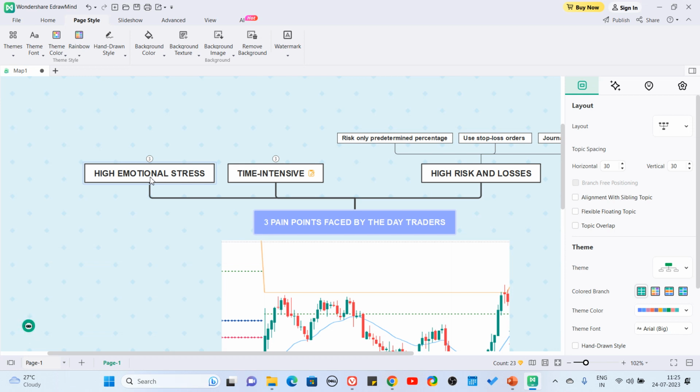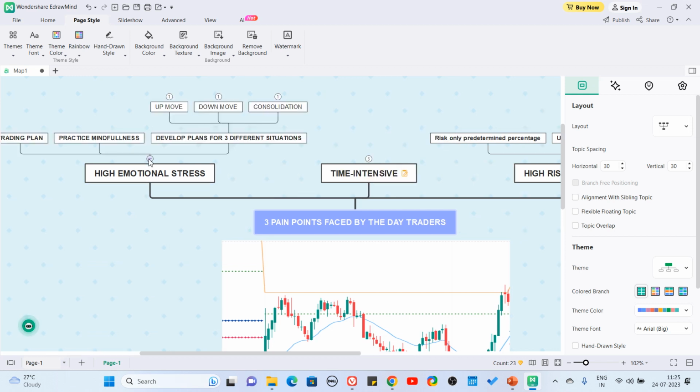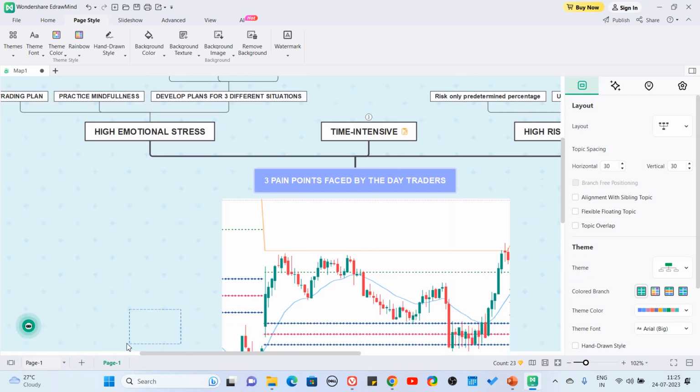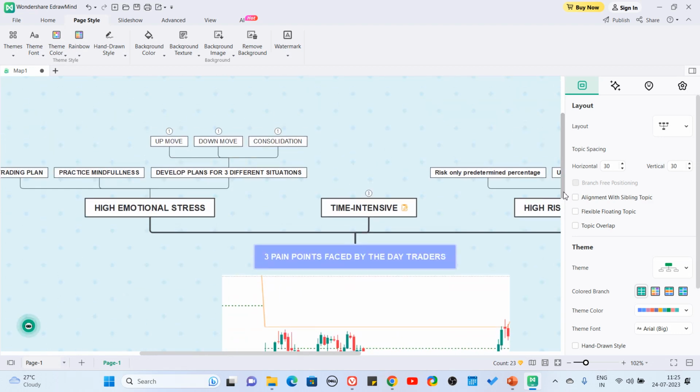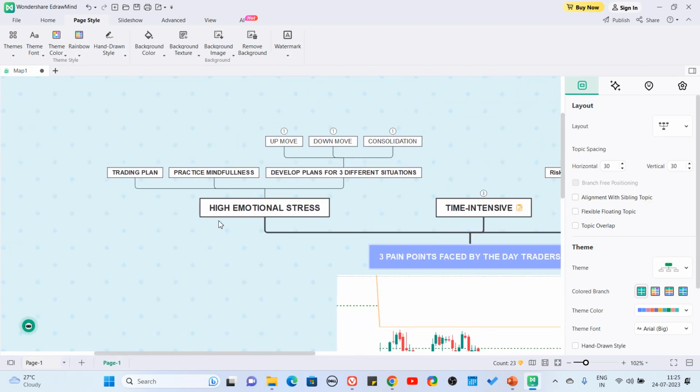For that, what the system suggests here, the first one, is to have a trading plan. So for the pain point of high emotional stress, to get out of it you have to have a trading plan. Without a trading plan, without analyzing the markets in the pre-market, don't come to the market. You should have a trading plan.